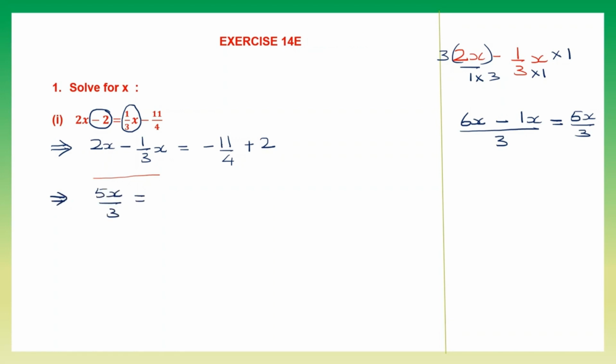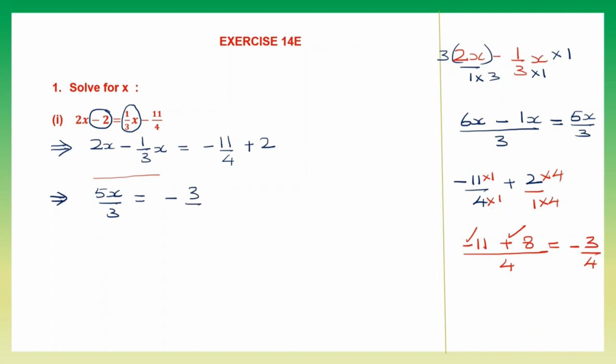Now let's work out what's given on the right hand side. Minus 11 by 4 plus 2. So here we can give the denominator 1. So our LCM will be 4. So 4 into 1 is 4. So minus 11 into 1 is minus 11 plus, now 1 into 4 is 4, so I need to multiply 2 into 4. 2 4s are 8. Now let's work this out. Signs are different. This is minus and this is plus. So we put the sign of the bigger number. 11 minus 8 is 3 and the denominator is 4. So here on the right hand side we have minus 3 by 4.